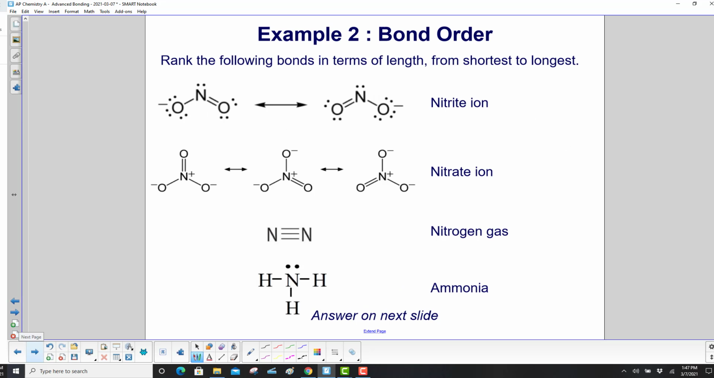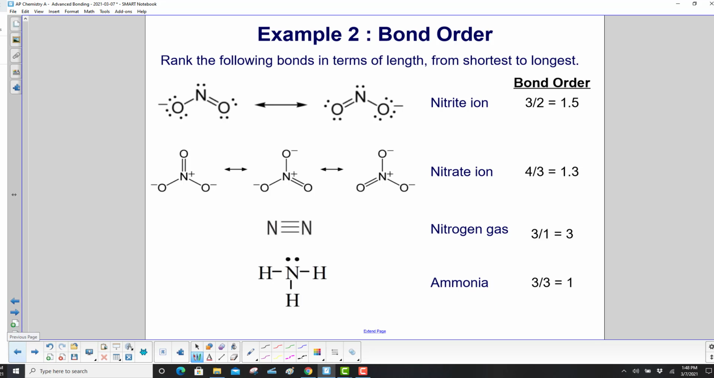Example 2. Rank the following bonds in terms of length from shortest to longest. We have a nitrite ion, a nitrate ion, nitrogen gas, and then ammonia. Try it yourself, and the answer will be on the next slide. Let's start by calculating the bond order. For nitrite, we have how many bonds here? 1, 2, 3. So that's this number. How many atoms are bonded to nitrogen? 2. 3 divided by 2, 1.5.